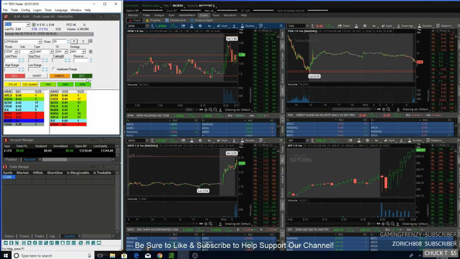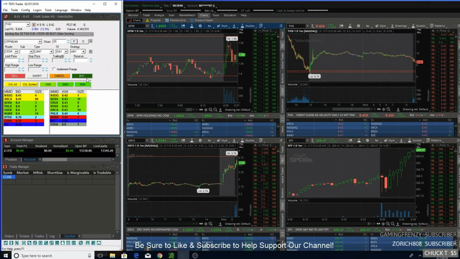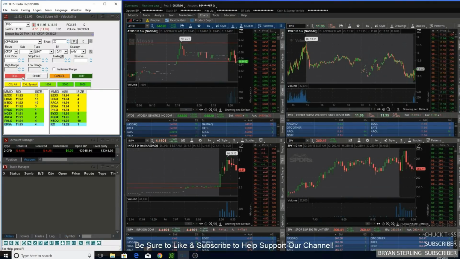Just to review this setup again, whenever the SPY makes a big swing in one direction, say if the SPY pushed up really big and broke the high of the day, usually the TVIX will go in the opposite direction. So I wait for the SPY to make a really big move up or down, and with that I take the counter position on the TVIX.